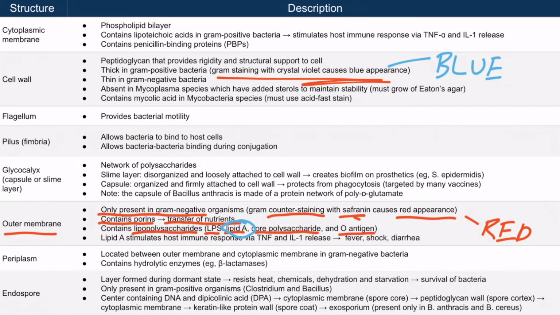And the reason lipid A is so important is because it stimulates the host immune response, and it causes a profound release of cytokines such as TNF and IL-1. And these lead to fever, shock, and diarrhea. This is called septic shock. And septic shock is discussed in more detail in the next section when we discuss virulence.